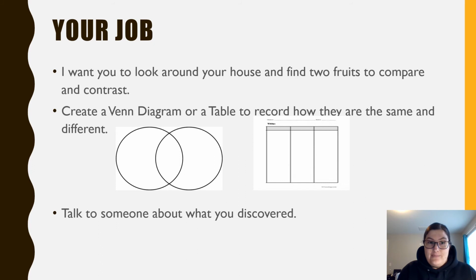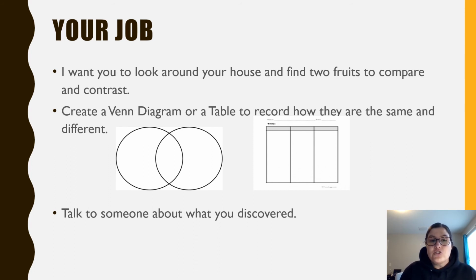So now it's your job. So what I want you to do is to look around your house to find two fruits to compare and contrast. Now, I know you're going to say, well, what if I don't have fruit? Well, if you don't have fruit, then you can find any two objects that you want to compare and contrast. Fruit would be my first choice for you to do, but you can choose something else if you don't have the fruit. So you're going to create a Venn diagram or a table to record how your two fruit or your two objects are the same and how they're different.